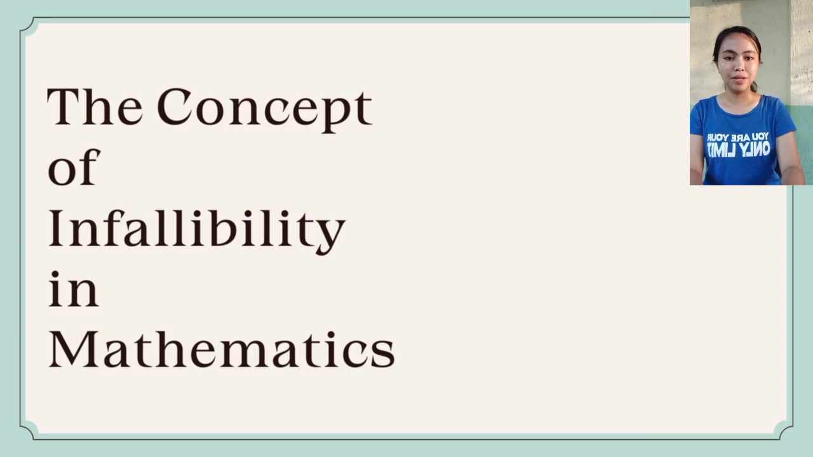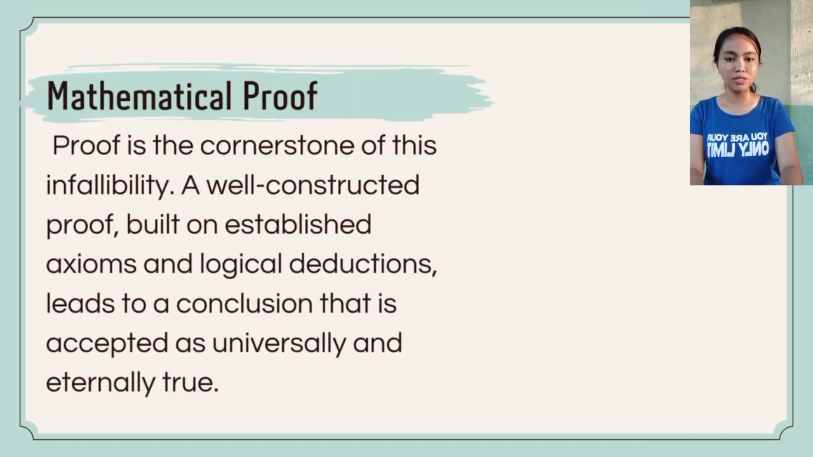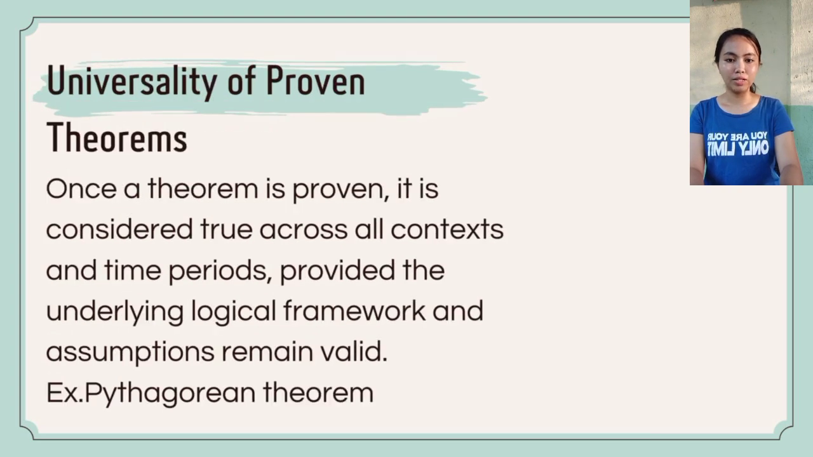Infallibility is the quality of being unable to make a mistake, fail, or be wrong. Cornerstone, the prime basis. Mathematical infallibility begins with a rigorous process of proving theorems. This involves building upon established axioms and employing logical deductions to reach irrefutable conclusions. The Pythagorean theorem has been proven using various methods over millennia, and despite the changing context in which it is applied, the theorem remains true.